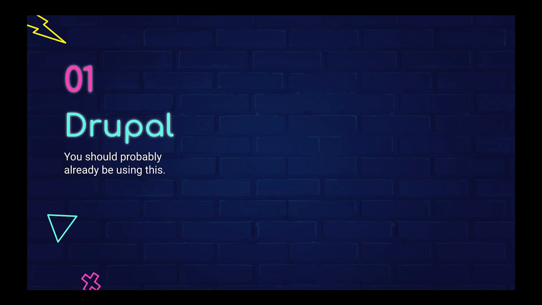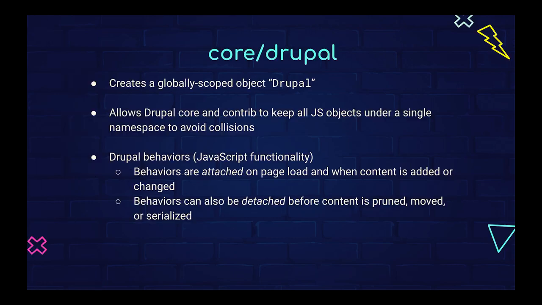So our first library is core/Drupal, and you should probably already be using this. This is the core Drupal JavaScript API piece. What's it do? Well, when you add this dependency to your project, it's going to create a globally scoped Drupal object. And what that's going to allow you to do is all core and contrib JavaScript objects can live under a single namespace to avoid collisions with anything not coming from Drupal.